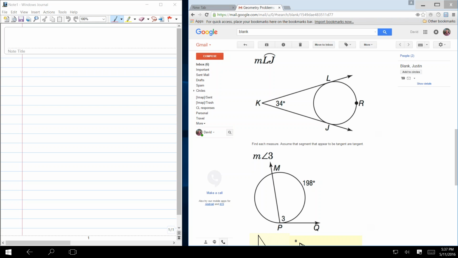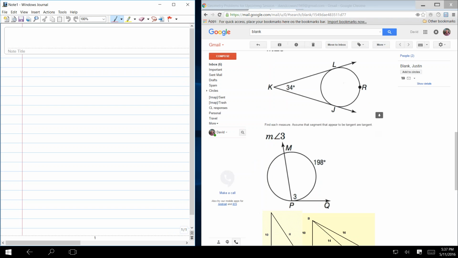Okay. There is a formula. When you have two tangent lines intersecting outside of a circle that are both tangent to that circle, there's a formula for that.